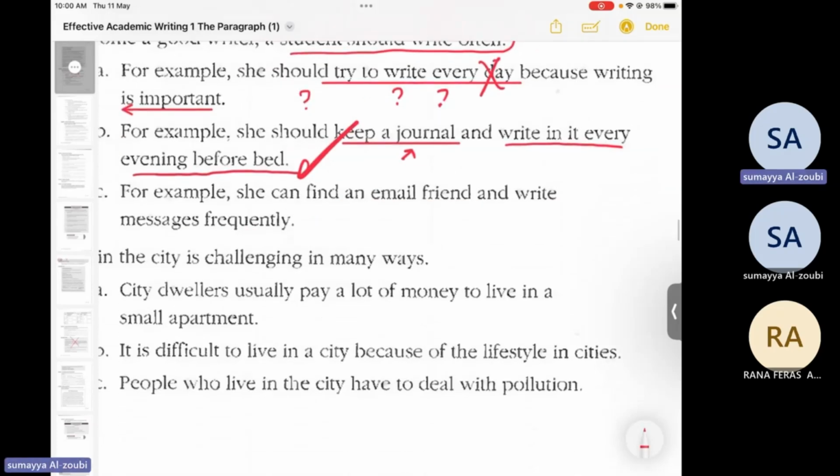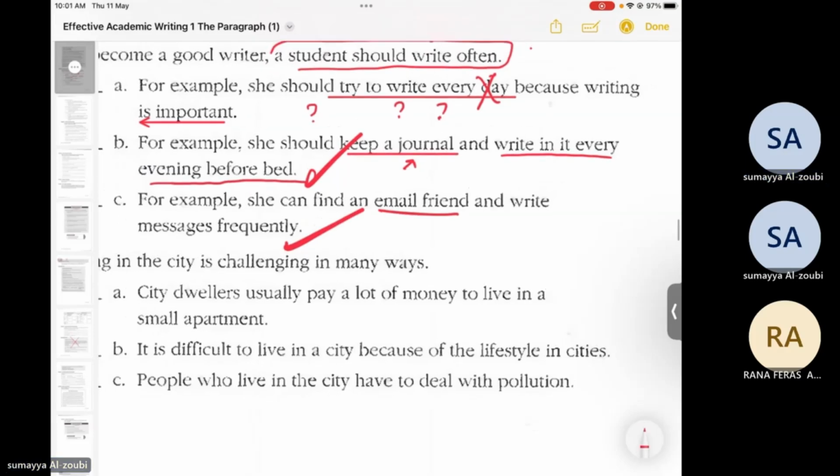See, for example, she can find an email friend. Email a friend, something like a pen friend. You know what's the meaning of pen friend? A friend by correspondence, a friend through email. Of course, now we don't have pen friends anymore. And email a friend and write messages frequently. Is this a good example here to explain what you mean? Exactly, yes, of course.